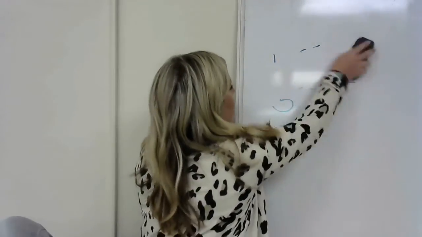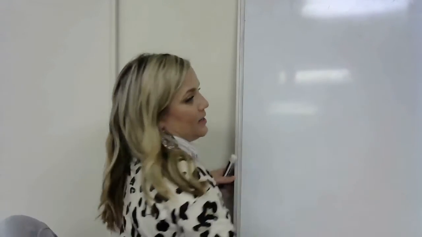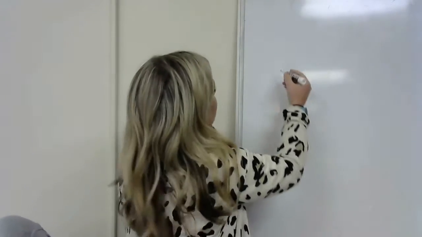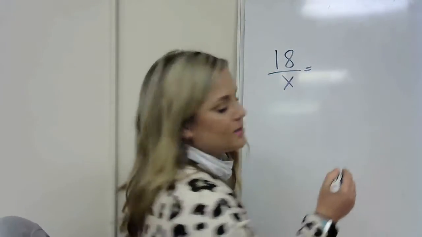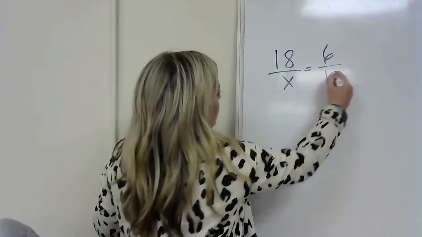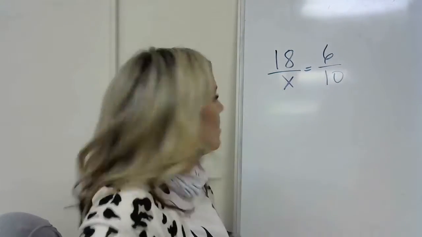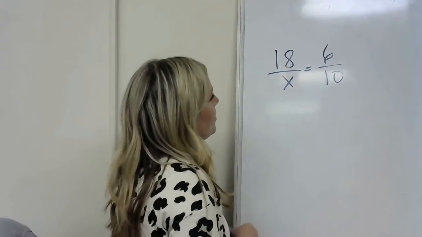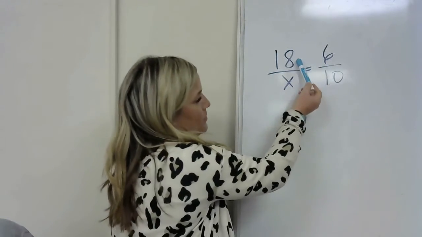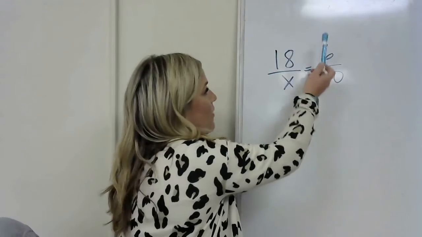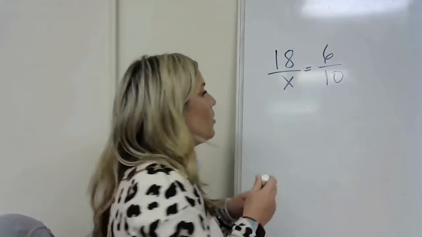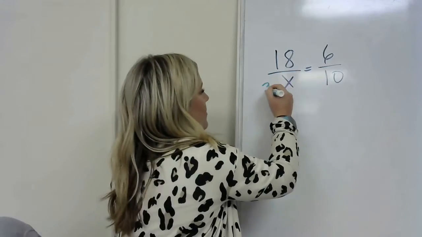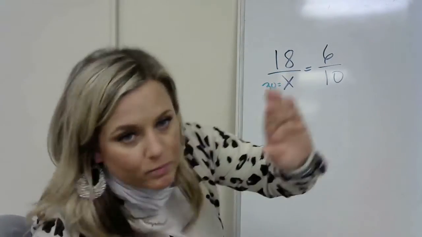So we're going to do one more easy problem, and then we're going to get into some more difficult proportion problems. This one is 18 over x is equal to 6 over 10, okay? Now, I know that 6 times 3 is 18. So if I multiply this by 3, I've got to multiply this by 3, and 10 times 3 is 30. So I already know probably that x is going to be 30. I'm guessing, but we'll see.